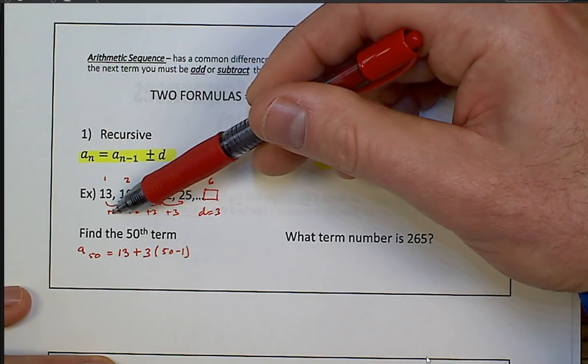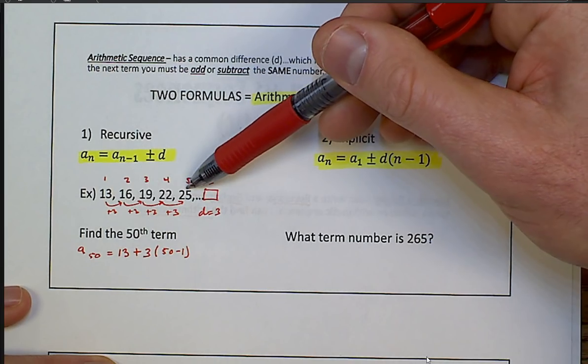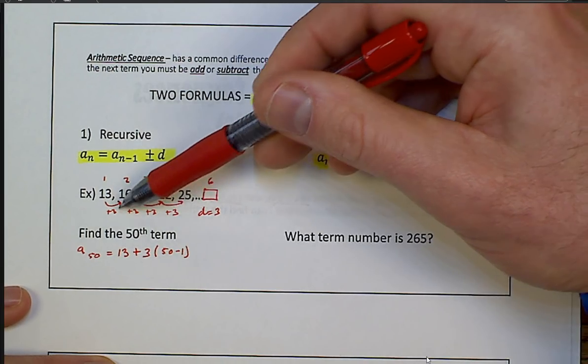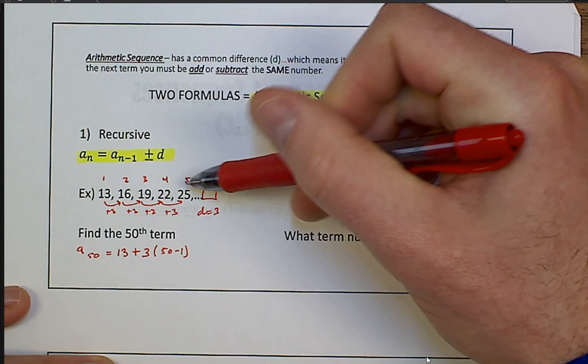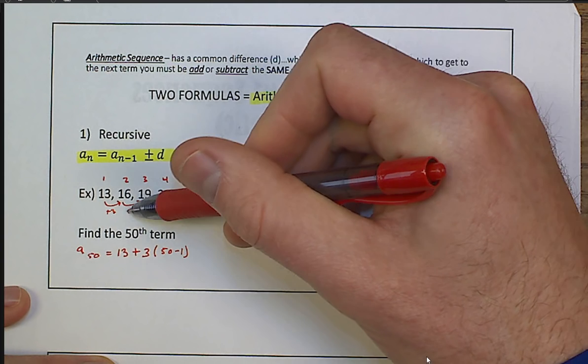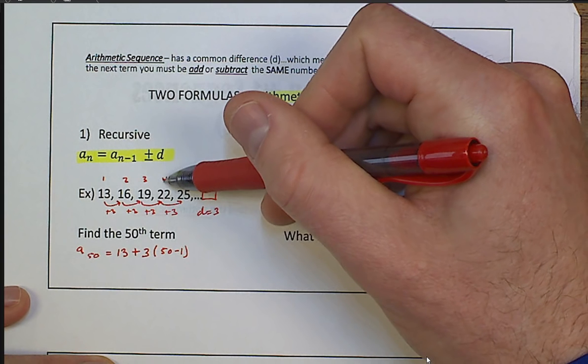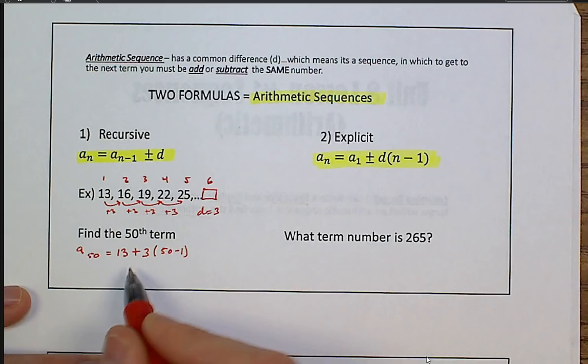If I want the fifth term, how many times did I add 3? 1, 2, 3, 4. So you can see it's always the number minus 1. If I wanted the fifth term, I add 3 4 times, 5 and 4. If I wanted the fourth term, 1, 2, 3, 4 and 3. So that's why this n minus 1 is what it is.